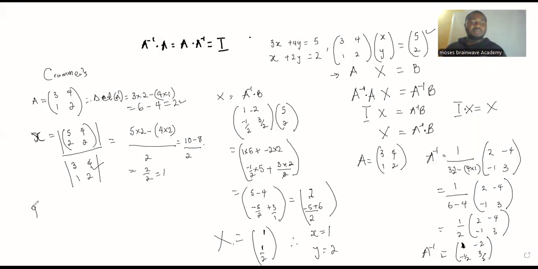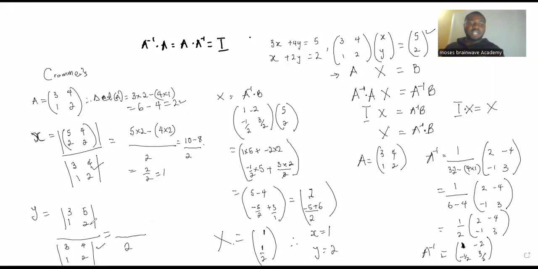Now, to get the other variable y, I'm going to take this particular constant and replace this particular column for y. So I'm going to get 3, 1. Then instead of 4 and 2, I'm going to take the constant and replace over there. So I have 5 and 2, right? So similarly, I'm going to divide it by the same coefficient matrix. The determinant here, I've gotten it, which is 2. So the denominator is just 2.